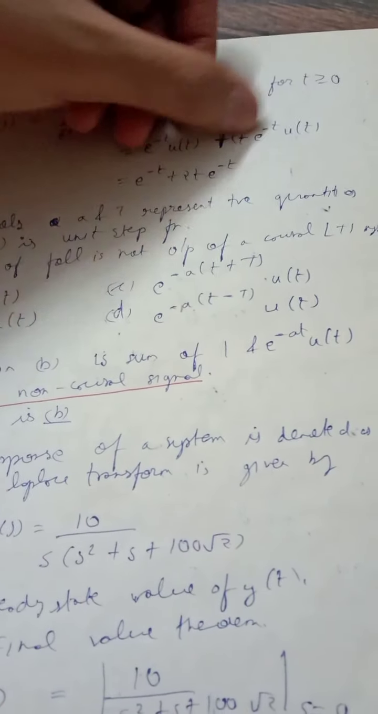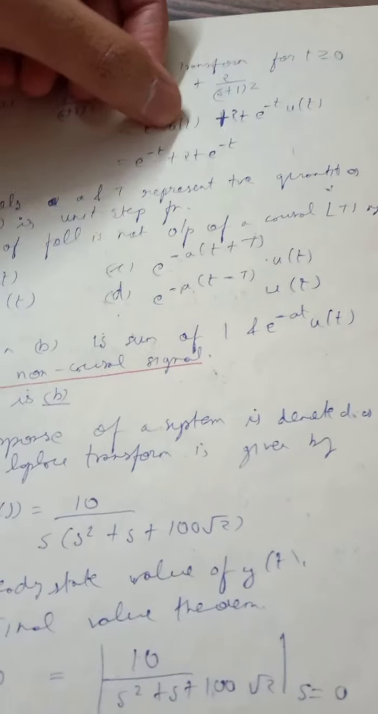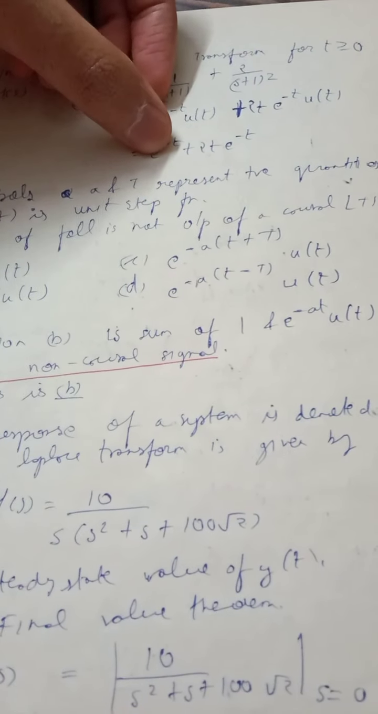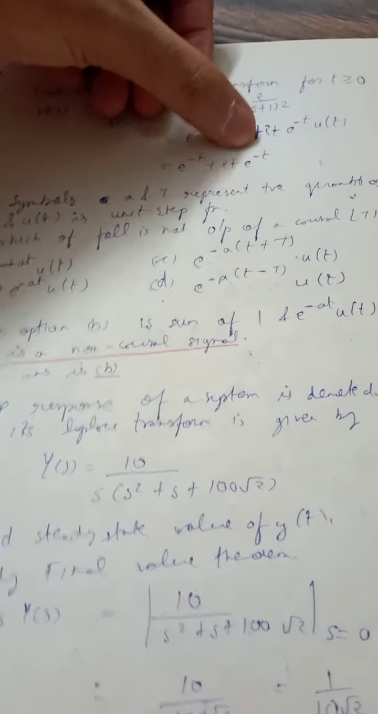And we have to find for t greater than 0. So for t greater than 0, u of t is 1. So it will be e to the power minus t plus 2t e to the power minus t. And this is the answer.